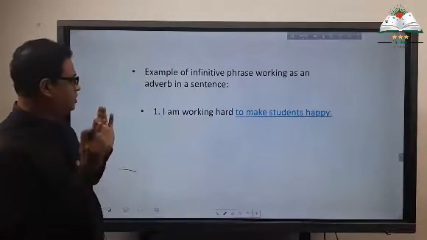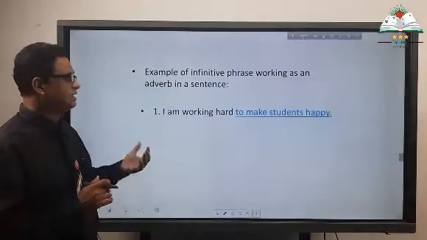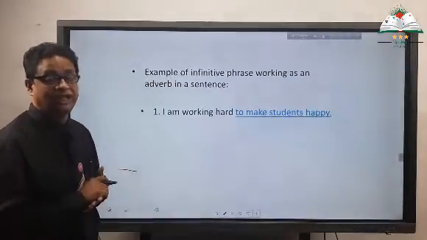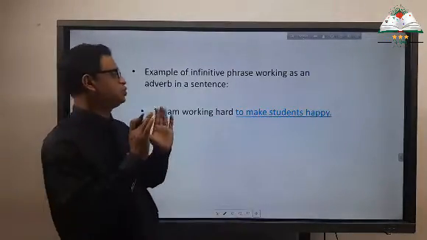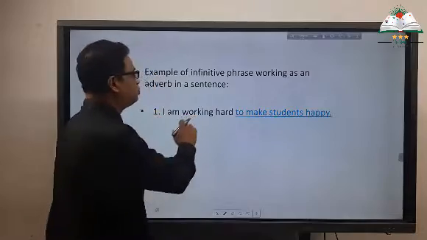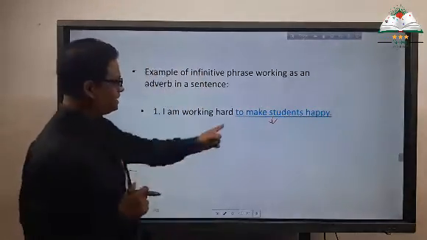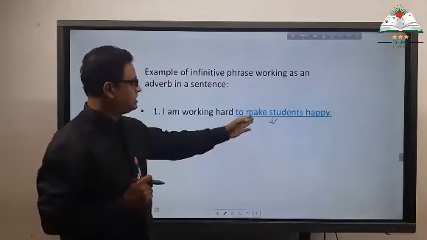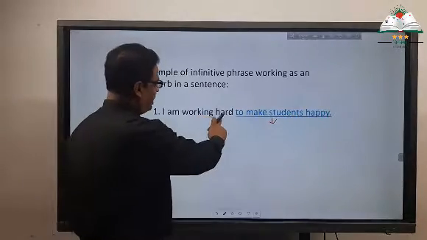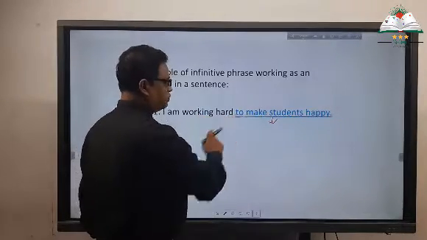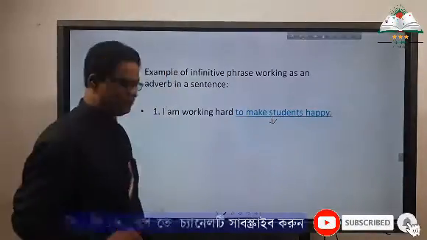When we question a verb with the word why, if we get the answer, then that will become the adverb. So you see, I am working hard to make a student happy. Why? To make a student happy. This is an example of an infinitive. It is being used as an adverb, after the verb. Okay, so it is being used as a post modifier of a verb.